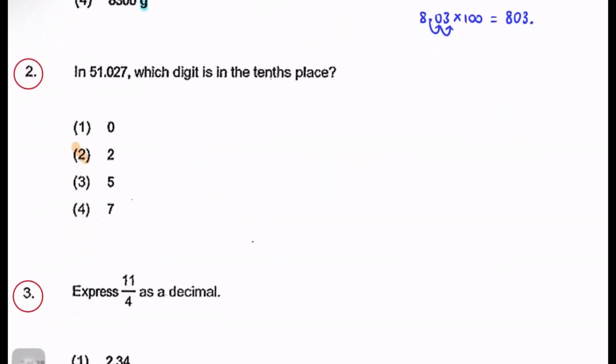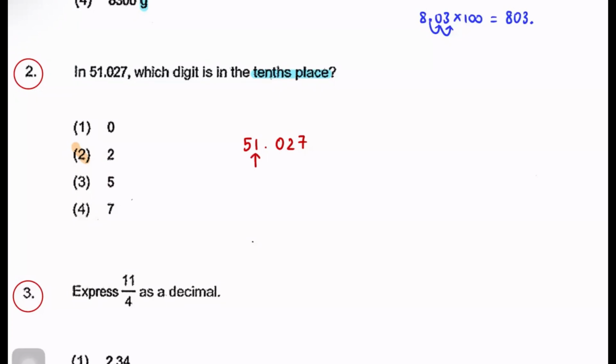In 51.027, which digit is in the tens place? Tens place. Yeah, testing your place value. 51.027. Decimal, right? It's a decimal. Okay, let's start with the simplest one. I'm going to go around and ask you guys what the placement is for each of the digits. All right, start with the easiest one.